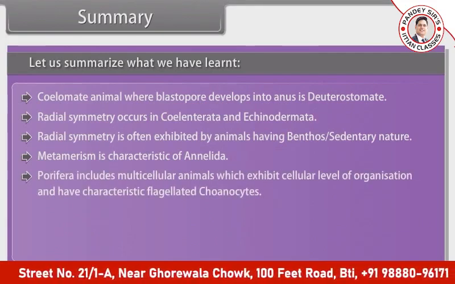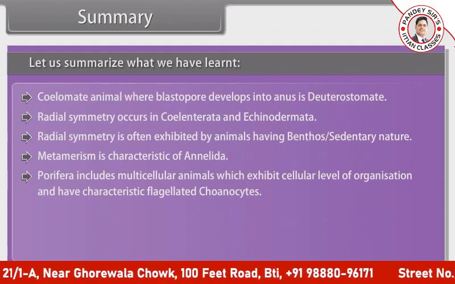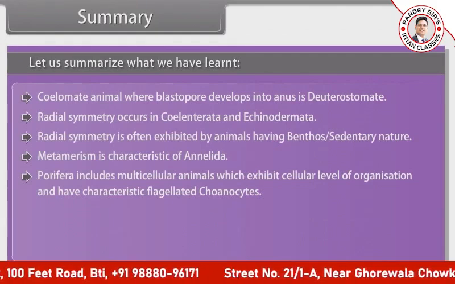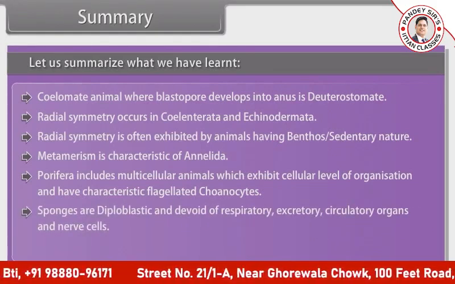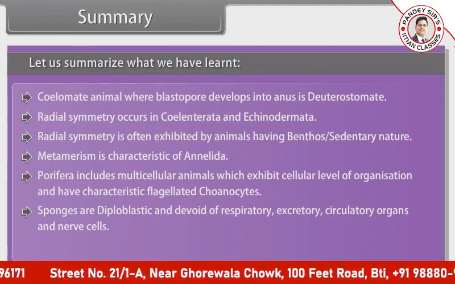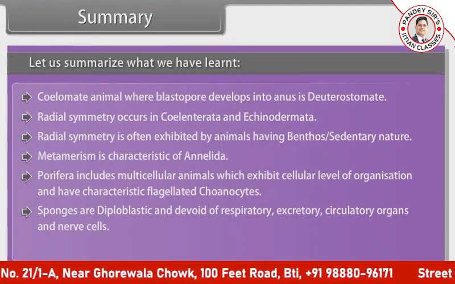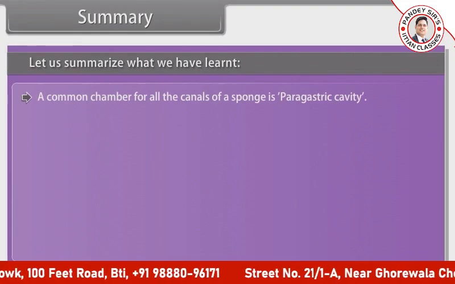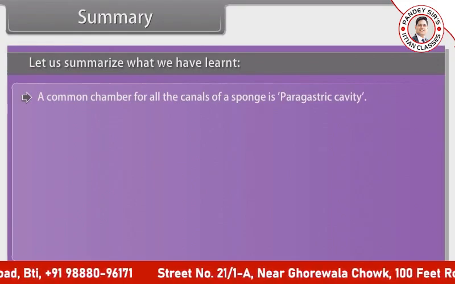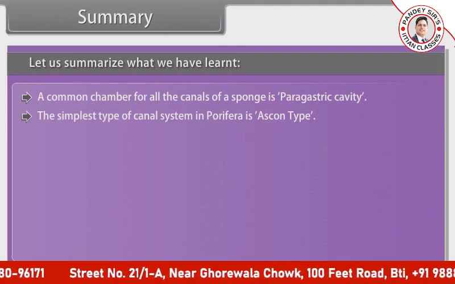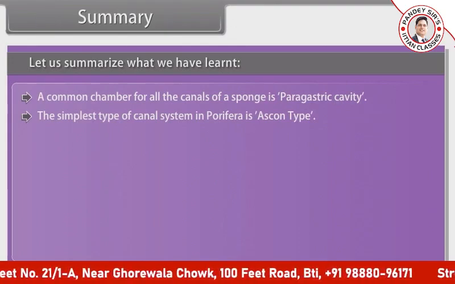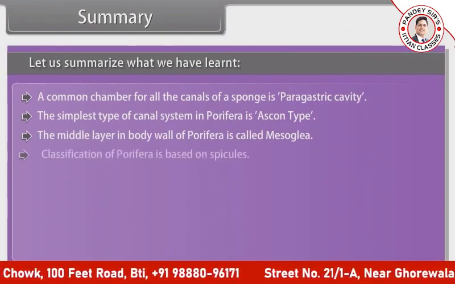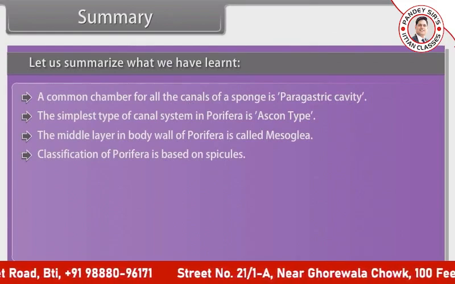Porifera includes multicellular animals which exhibit cellular level of organization and have characteristic flagellated choanocytes. Sponges are diploblastic and devoid of respiratory, excretory, circulatory organs and nerve cells. Canal system is found in sponges. A common chamber for all the canals of sponges is paragastric cavity. The simplest type of canal system in Porifera is Ascon type. The middle layer in body wall of Porifera is called mesohyl. Classification of Porifera is based on spicules.